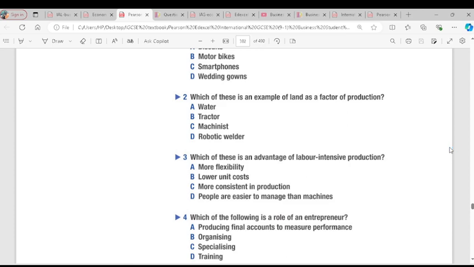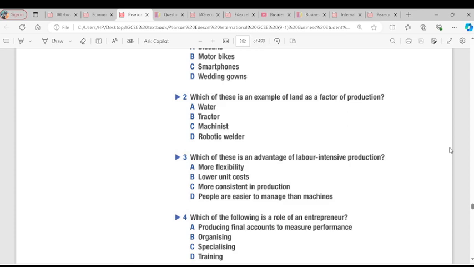Anything on land is land, okay? B, C, D are just robots. Robots are not land. Tractors are capital. Tractors are not land. Robotic welder, capital. So the answer is A. Water, obviously, land.